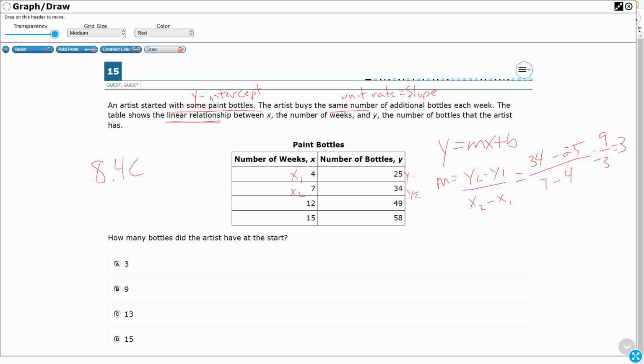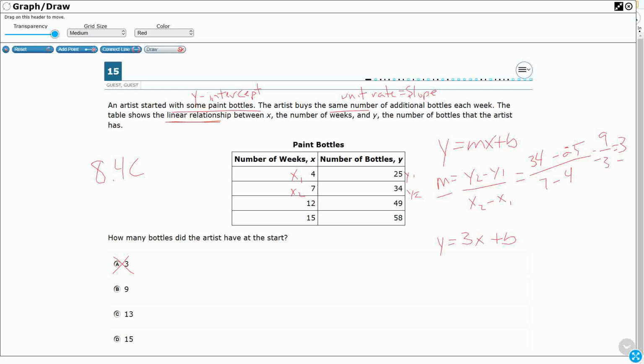All right, so she's buying, if it's a woman, she's buying 3 bottles a week, which makes sense. You want that to be a whole number. You probably wouldn't buy a decimal number of paint bottles per week. So m equals 3. All right, so y equals 3x plus b. I'm going to substitute in my 3 for my m. Now, I want to figure out how many bottles, see, you see how 3 is an answer choice that's most likely not going to be the correct answer.